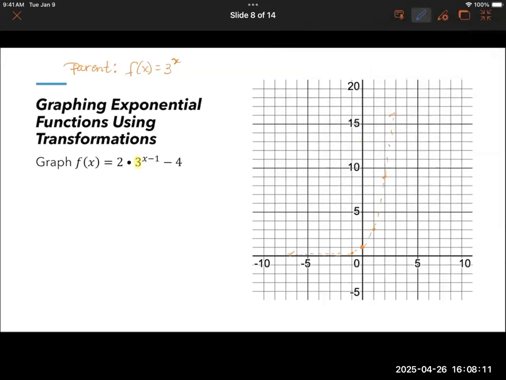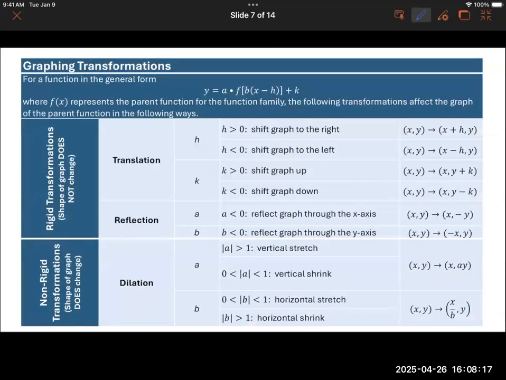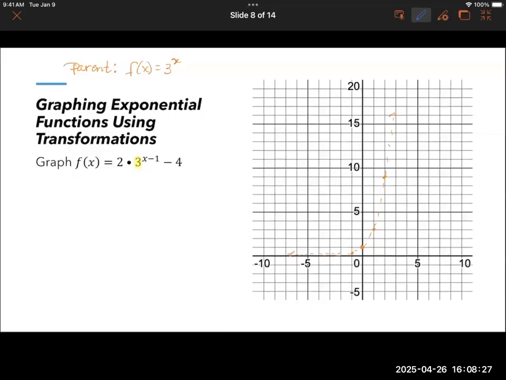Then I'm going to identify all of those values, the A, the B, the H, the K, all of those values that could change our graph in some way. So I'm going to make a list, A, B, H, and K. I'm going to identify the value and if there's any kind of transformation that would be done.